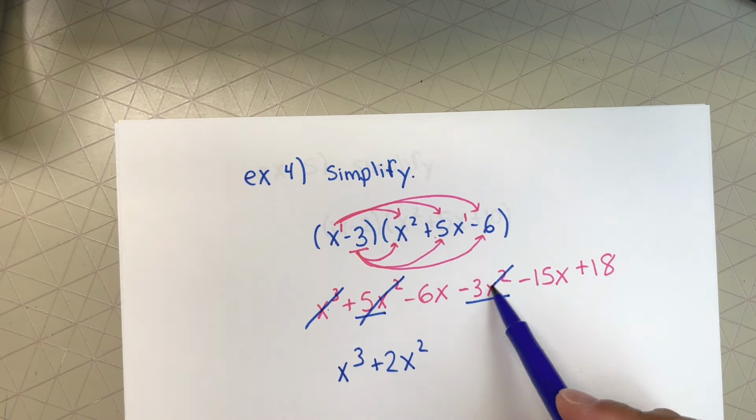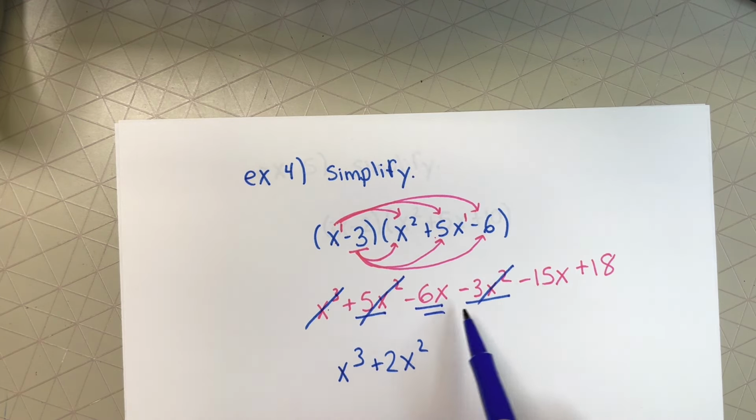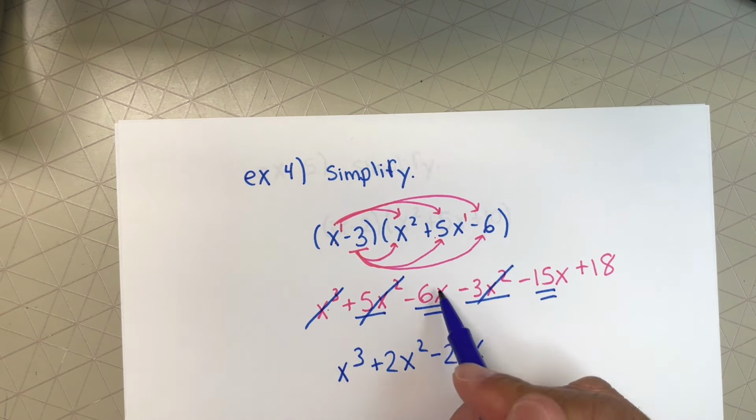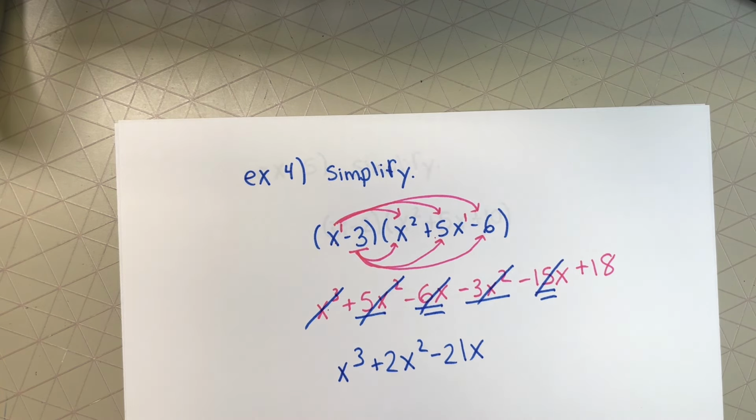Once you combine it, cross it off. Negative 6x, negative 15x, negative, negative, you add. So you're going to get negative 21x. Cross it off once you're done. And 18 has no other similar term, so just drop it. And you get positive 18. And that's your final answer. So when you're multiplying a 2 by 3, you're going to get technically that number of terms.